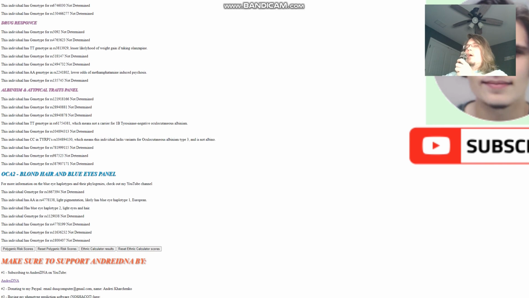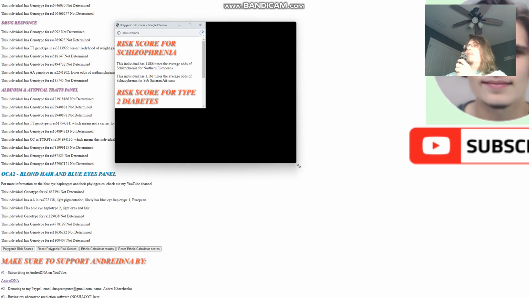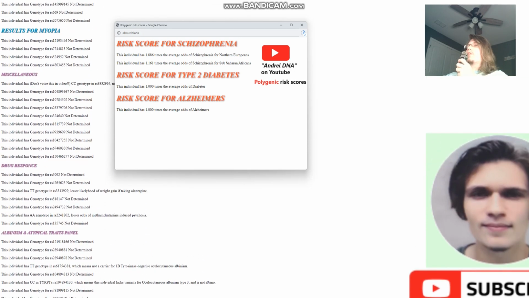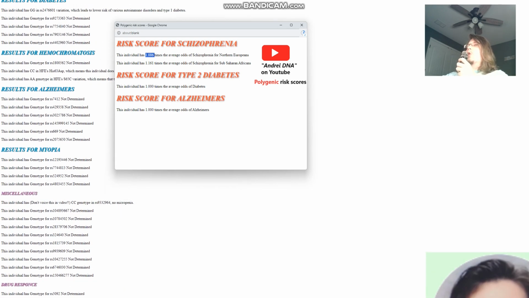Now we're going to check his polygenic risk scores, and after that we move on to GD match. Actually, we're going to move on to G25 first, then to GD match. So this is his polygenic risk scores. As you can see, his scores are above average, pretty much very high odds of schizophrenia, two times higher than typical. And he's not genotyped for anything for diabetes or Alzheimer's. So the only thing we can go off here is 1.8 times the average odds of schizophrenia, which is, I guess, you know, pretty high. But he's not genotyped for a lot of the important variations here. So this prediction maybe not so good.